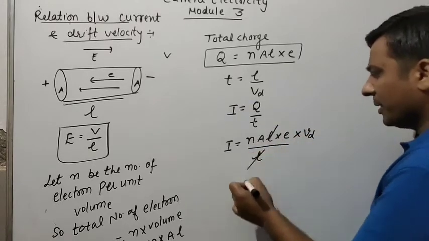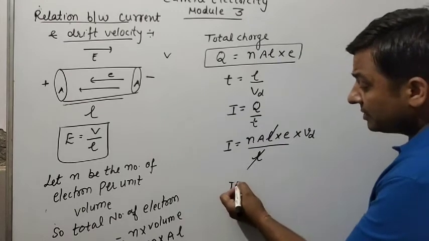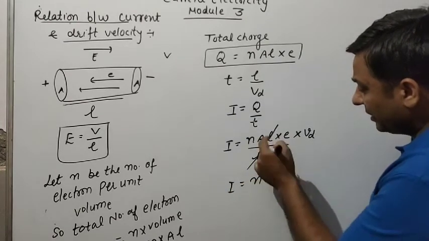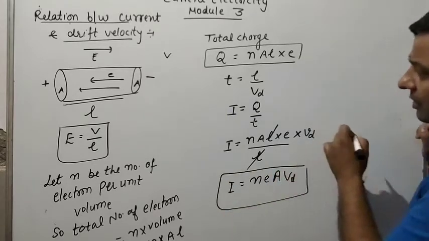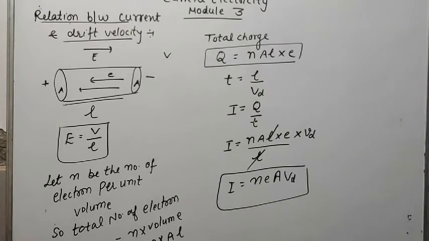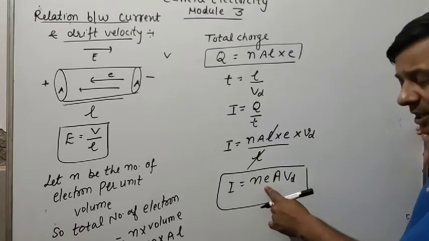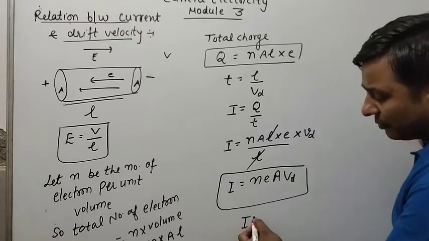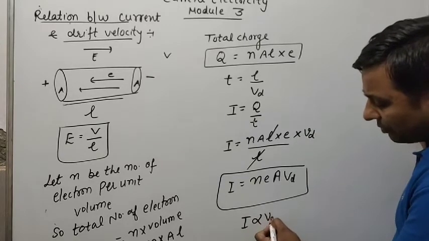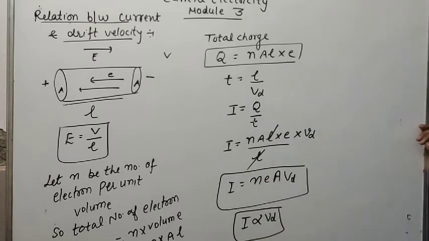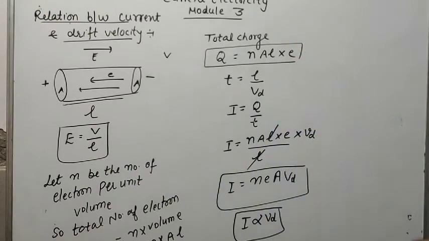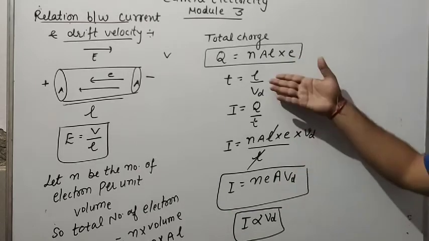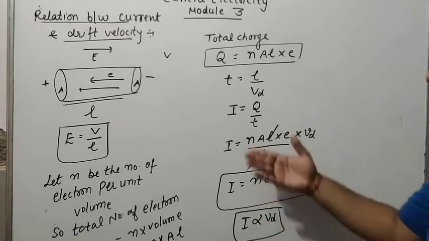L is cancelled from L, so I is equal to nEAVd. This is the relation between current and drift velocity. If the number of electrons, charge, and area are constant, then drift velocity is directly proportional to current. Very simple. First of all, you should write the formula of electric field, but it is not necessary. Total number of charge, L is equal to Vd times time, you will find the time period, I is equal to Q by T.